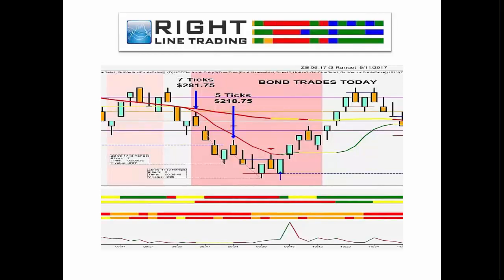Here's 2 more. These were bond trades. Now, I don't trade the bond market. We have an auto trader that does that. The auto trader had a 281.75 for 7 and a 218.75 for 5. Taking signals off of order flow, momentum, and the quant lines. Now, it'll allow 1 quant line to be yellow as long as order flow and momentum are both red. That's the algorithm for our auto trader.